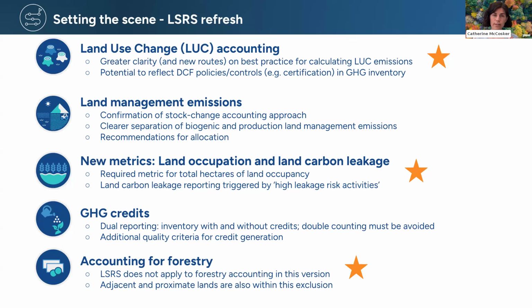It goes into greenhouse gas credits and how to deal with those, primarily credits that are generated within your Scope 3 boundaries, spatial boundaries. They say that only those credits are within scope, and they differentiate between inset credits and greenhouse gas credits, but they do have quite a lot of additional quality criteria that those credits should be meeting. And then, of course, the LSRS excludes, there's an exclusion for forestry, and there's quite a lot of other lands that get sort of caught up in this exclusion, and we're going to go into that in more detail. So where you see the stars, we're going to go into more detail on the guidance on that.